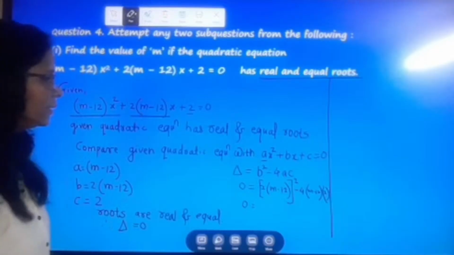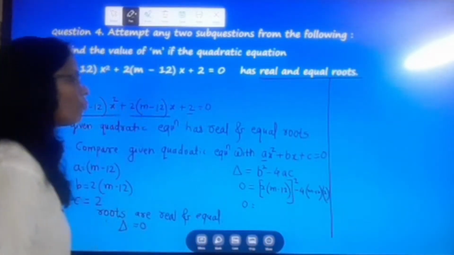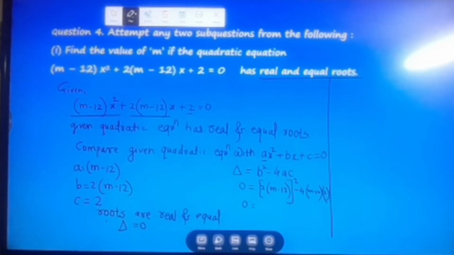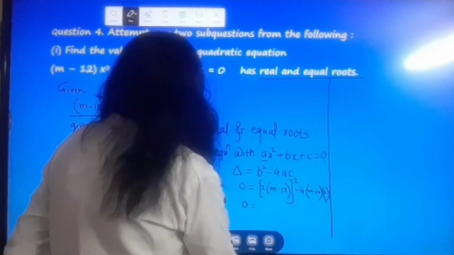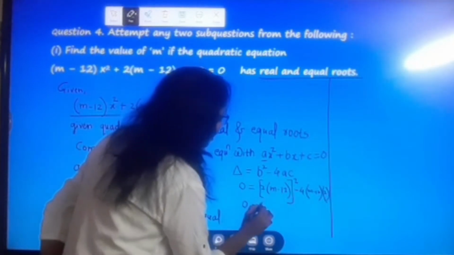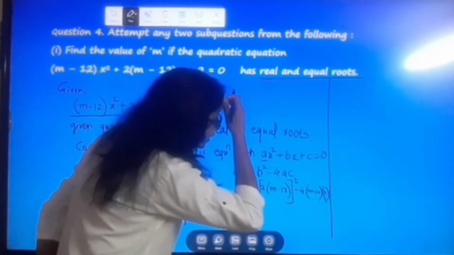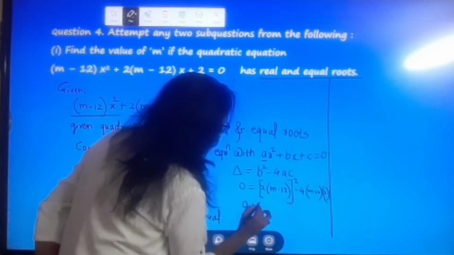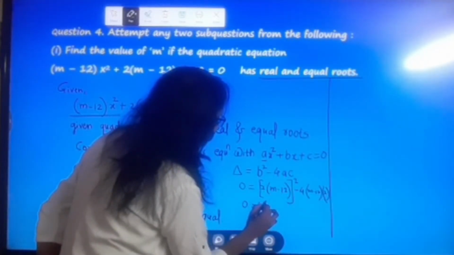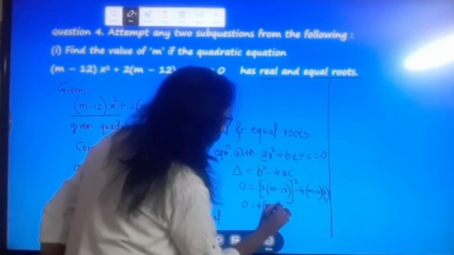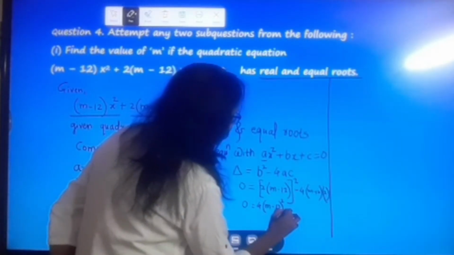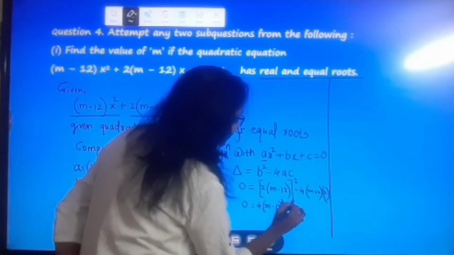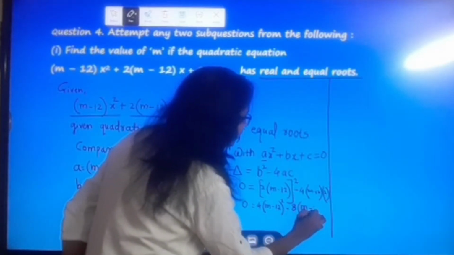Okay, so then 0 equals the square of (m minus 12), students, square of (m minus 12). So first I write down 2 squared, the answer is 4, then (m minus 12) whole bracket square, minus 8, and then multiplied by (m minus 12).